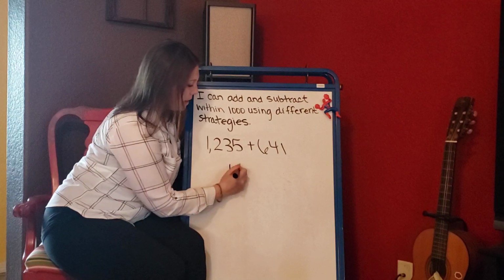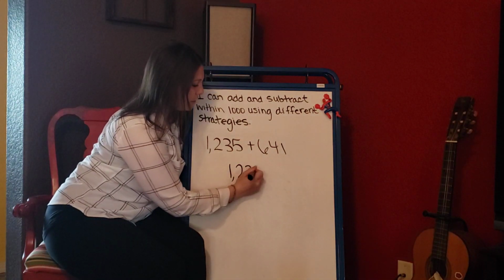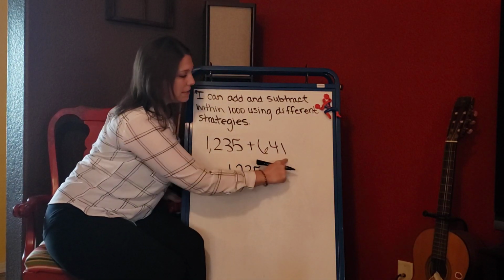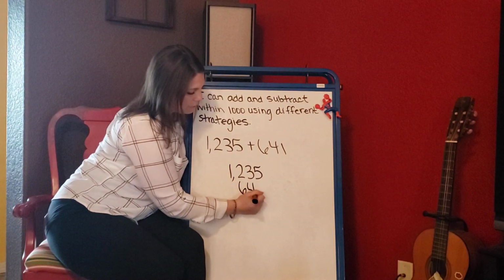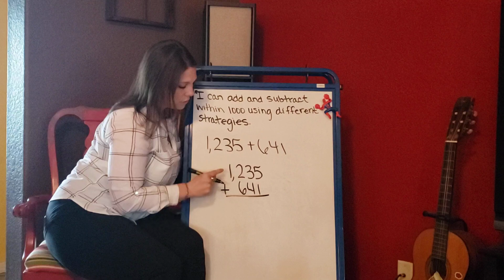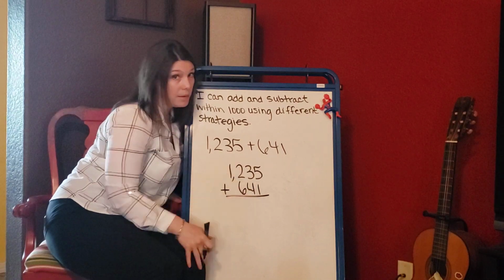So I'm going to say 1,235. Just like before, I'm going to stack my numbers, only I'm not going to use expanded form. I'm going to say 641. I want to make sure that those are perfectly stacked up by place value.